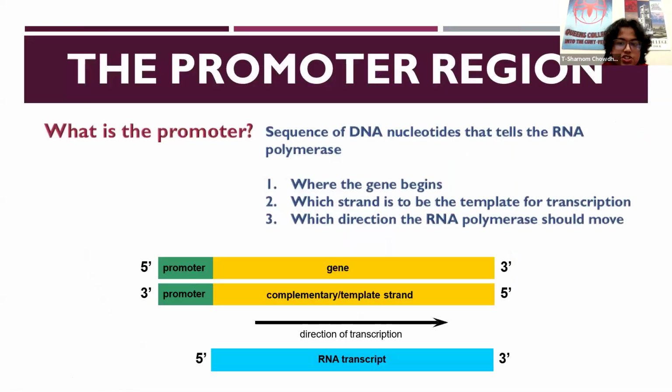So you have the promoter region. So what's the point of the promoter region? The promoter region is a sequence of nucleotides that tell the RNA polymerase where the gene begins, what strand is the template, and what direction the RNA polymerase should move. So like you mentioned here, you have the template strand, in this case 3' to 5'. Your RNA transcript is the opposite, 5' to 3'. This RNA transcript is equivalent to this strand.